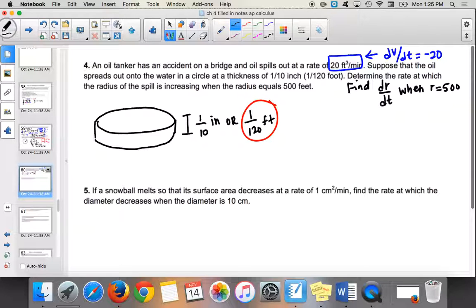So we have the volume. The volume of a circle, that doesn't work. It's not a circle, right? What is it? A cylinder. It's a cylinder. Do you guys remember the volume formula for a cylinder? You need to know all of these. 4/3, nope, that's for a sphere.